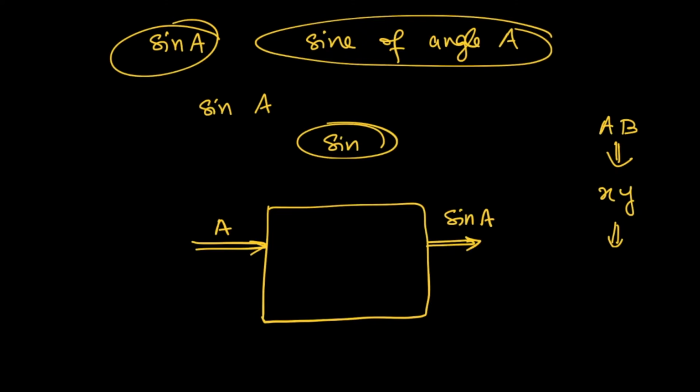For example, if you feed 30 degrees to this, the output will be 1 by 2. If you feed 45 degrees to this, it will give me 1 by root 2, and so on. So if you feed any acute angle to this black box, it is going to give me a number. That's basically a relationship between an angle and a number. So that's about sine, and similar interpretation will follow for other trigonometric ratios as well.